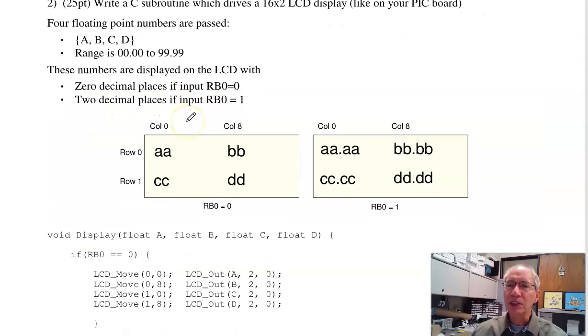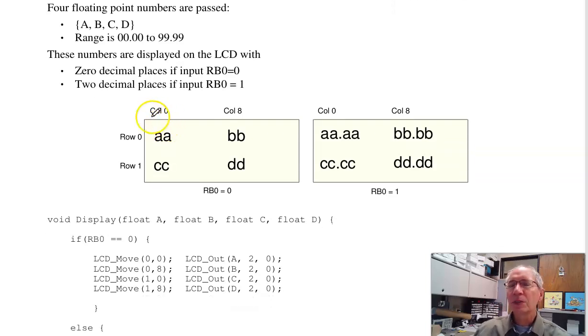We have a couple of LCD routines we've been using in this course. It's in LCD port D. With it, you've got LCD move, LCD write, LCD out. To move to a certain spot, this is 00, 08, 10, 18. I move to that spot, and then send out an integer. So A, B, C, D are integers that I send to the display.